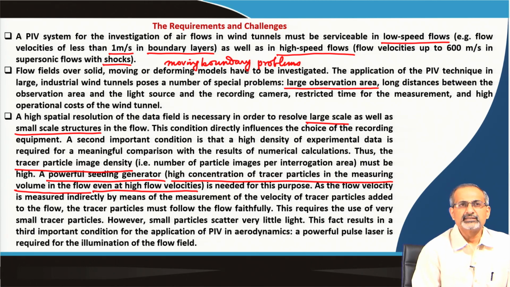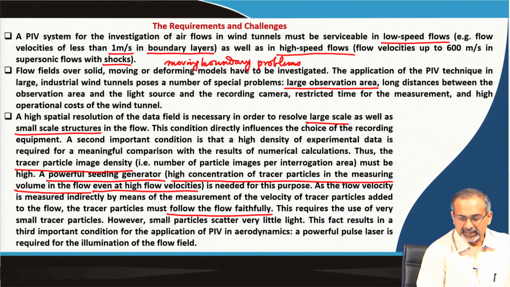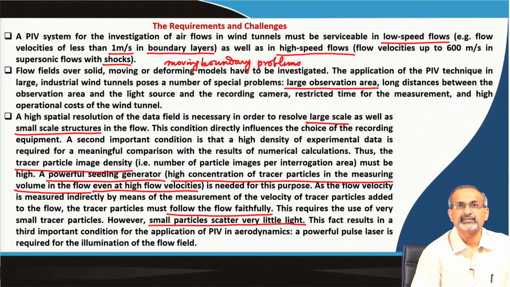As the flow velocity is measured indirectly by means of the measurement of the velocity of tracer particles added to the flow, the tracer particles also need to follow the flow faithfully. In general, we know that the particles need to be small for doing that reliably. However, the small particles would also scatter very little light. Therefore, there are contradictory requirements here.